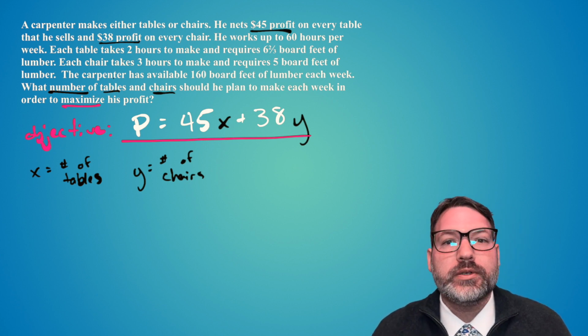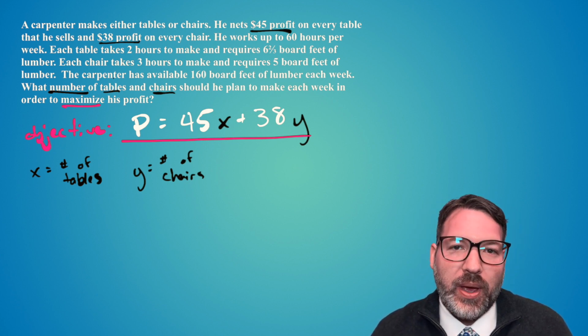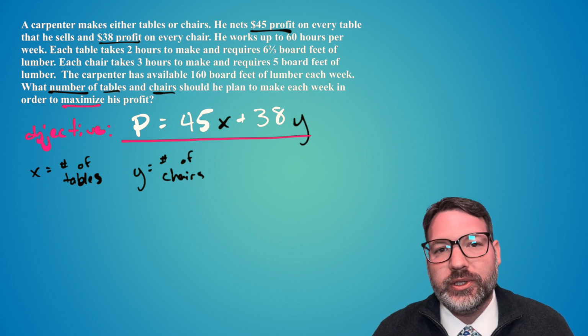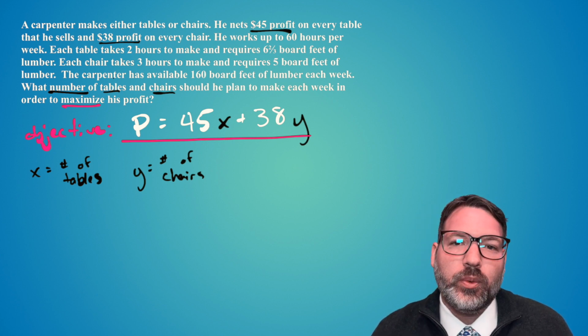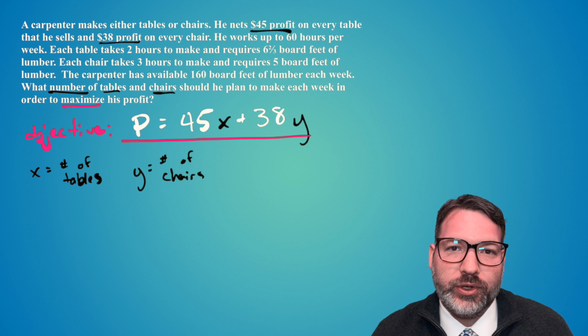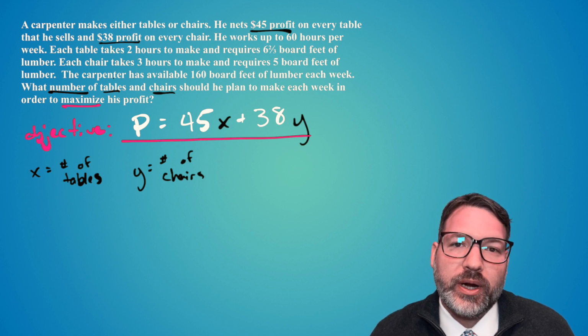We need to know what are some possible x, y pairings. We need to know what is some possible number of tables that we can produce and what is some possible number of chairs that we can produce. Of course, to figure that out, we need to incorporate our constraints.